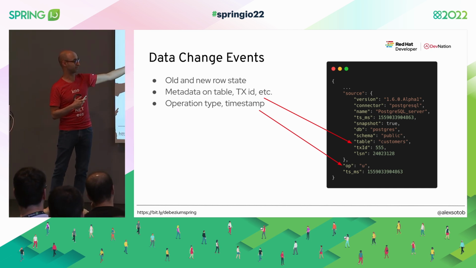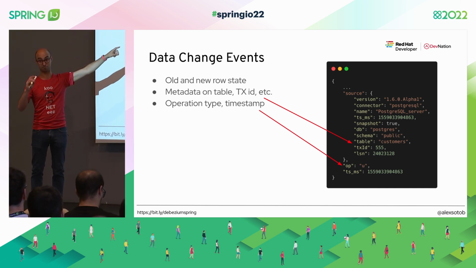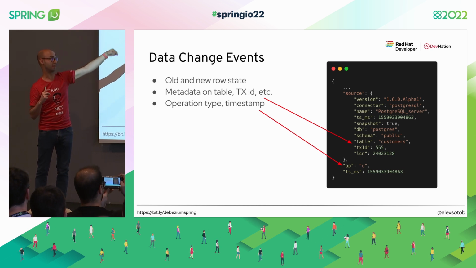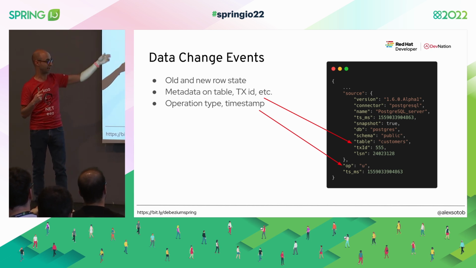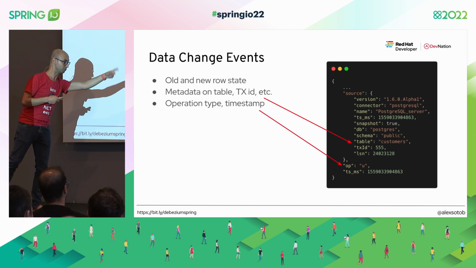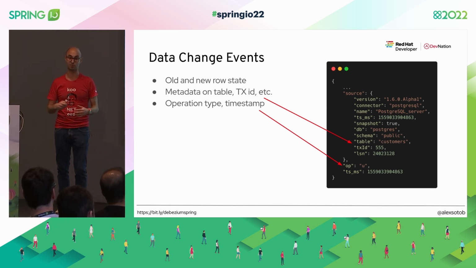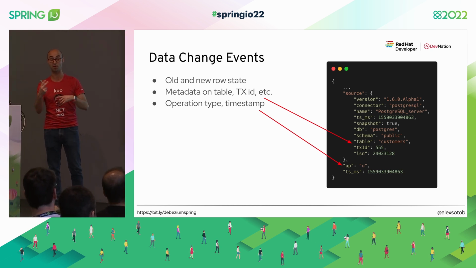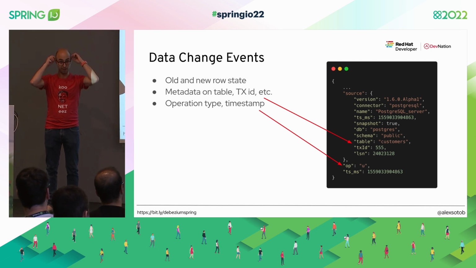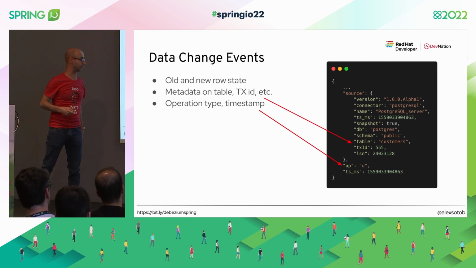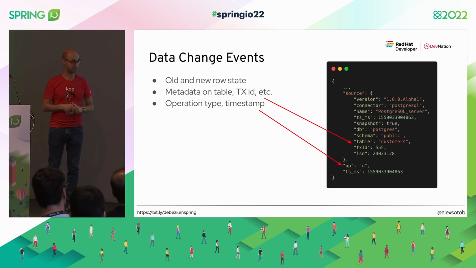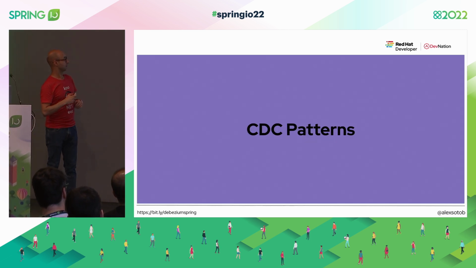So you see here that it says in which connector this before and after occurs, which was PostgreSQL, the DB, the schema, the table, the transaction ID, and finally, if you see here, there is an U which says that this is an update. So sometimes if you don't know exactly if this has been an update or an insert or what, you can just rely on this op field.